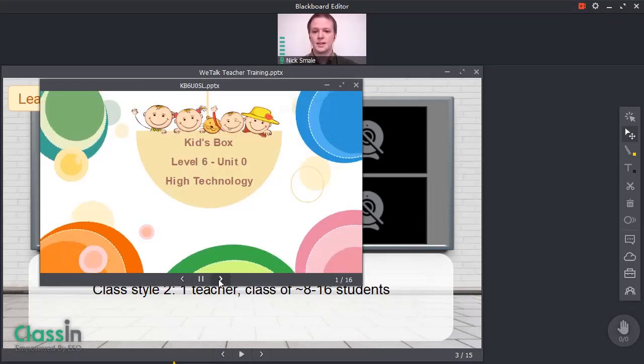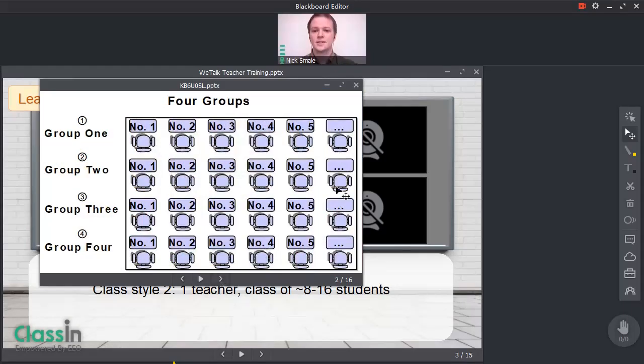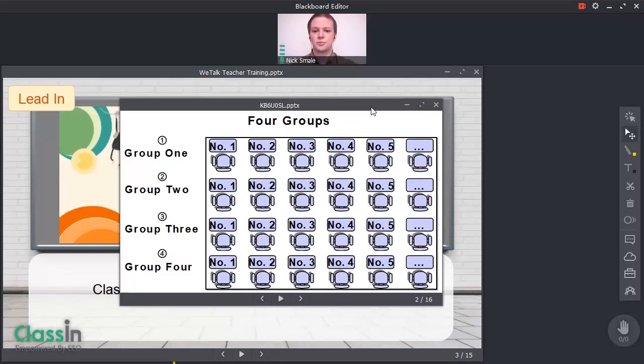So in the lesson, you'll notice on the second slide, it shows the 4 groups. These 4 groups allow you to know where the students are. In this case, the teacher would be at the top and the students are facing the teacher. So the first row closest to the teacher is group 1. The next row is group 2. The next row is group 3, and the next row is group 4. So regardless of how many students there are, you can tell what you're doing.